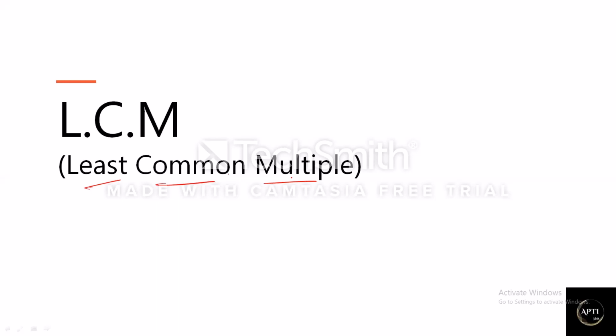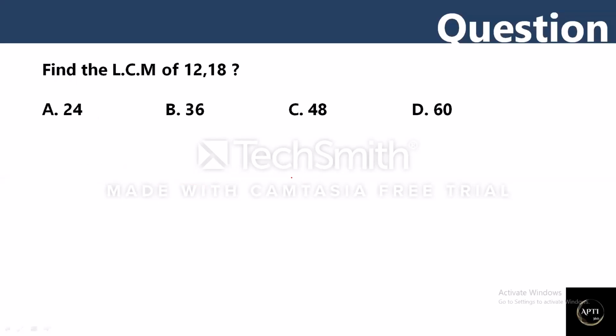Let me show you the first question. Find the LCM of 12 and 18. Let me tell you how we can calculate the LCM of 12 and 18 first by using the normal approach. Here, for the LCM of 12 and 18, we can take 6: 6 two times is 12, 6 three times is 18. Next, 2 one time, and here 3, next 3 one time.